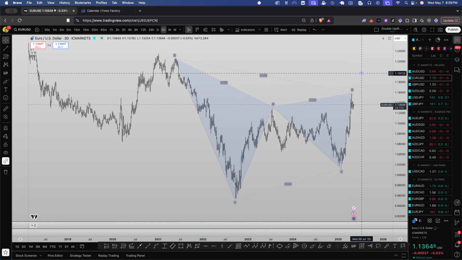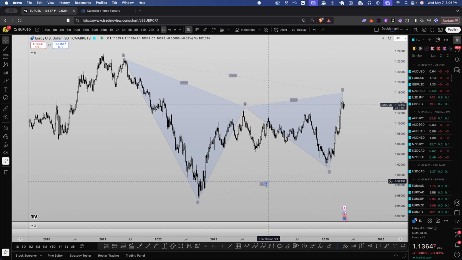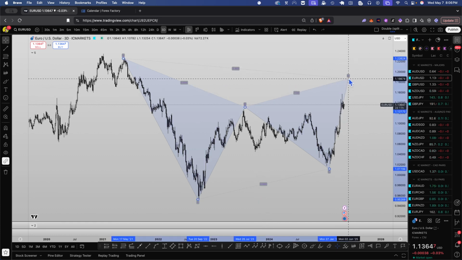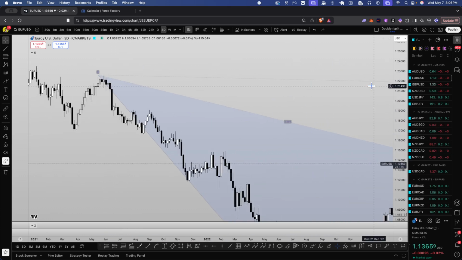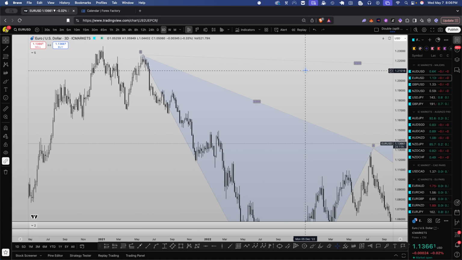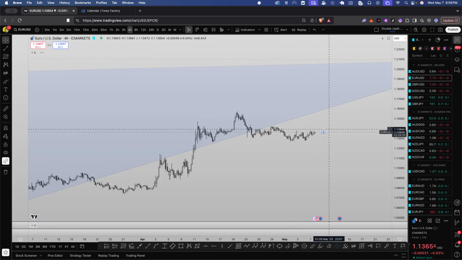So technically this harmonic is already completed in terms of actual structure, but if we manage to push up a little bit higher, potentially some of these imbalances up here, I wouldn't be adverse into waiting for lower time frame confirmation as always. At the moment we've got nothing.